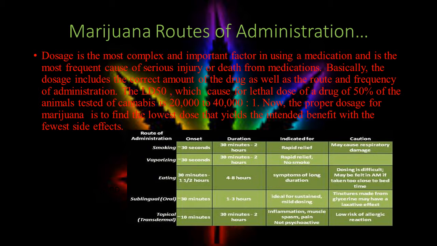The LD50, which stands for lethal dose of a drug for 50% of the animal test, of cannabis is 20,000 to 40,000 to 1. Now the proper dosage for marijuana is to find the lowest dose that yields the intended benefit with the fewest side effects. As you can see in the grid of the routes of administration, it basically gives details of what the duration and onset indicate for the caution of each individual route.